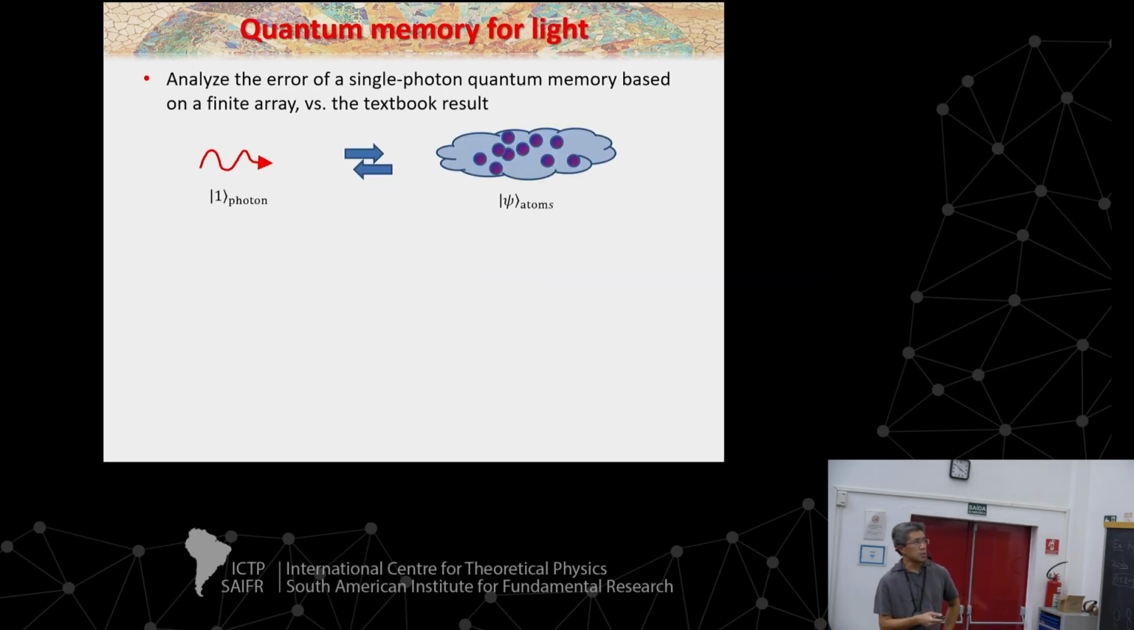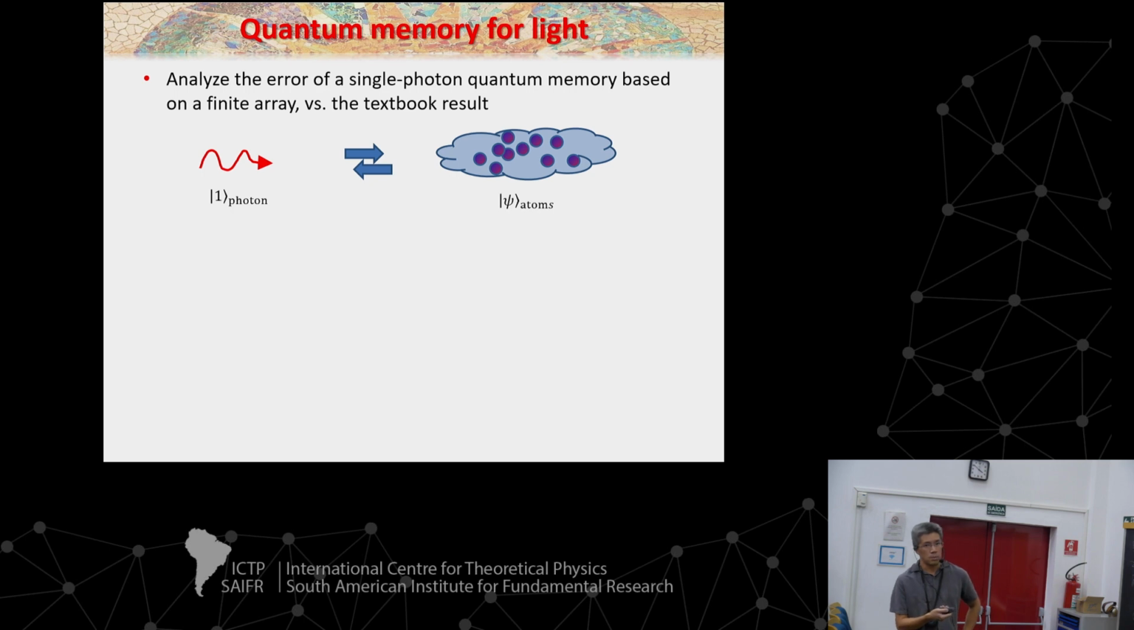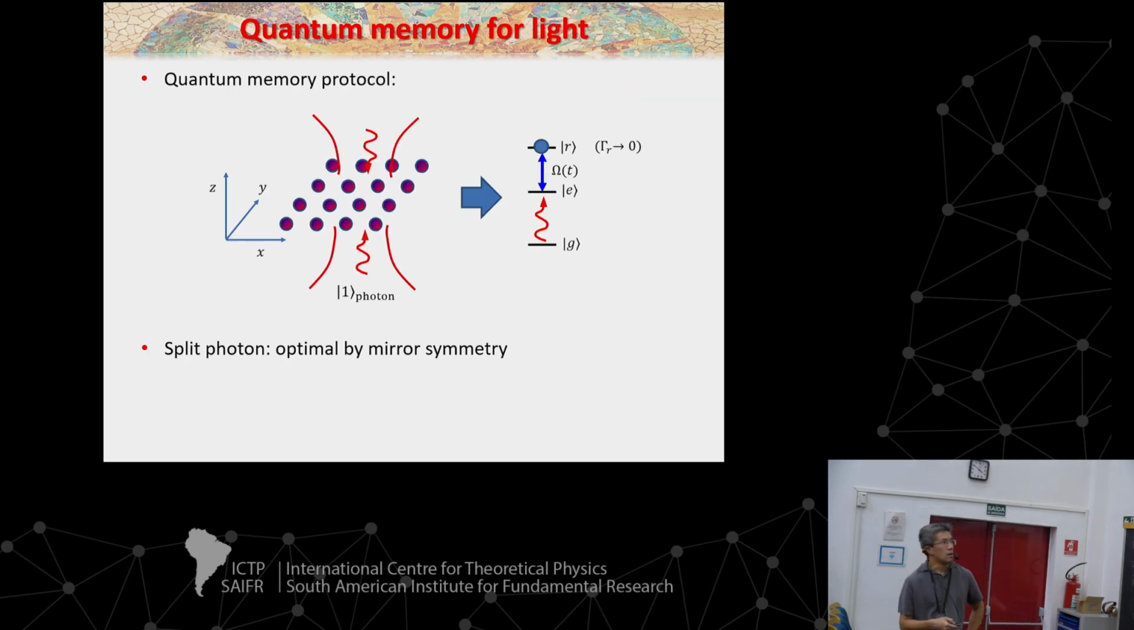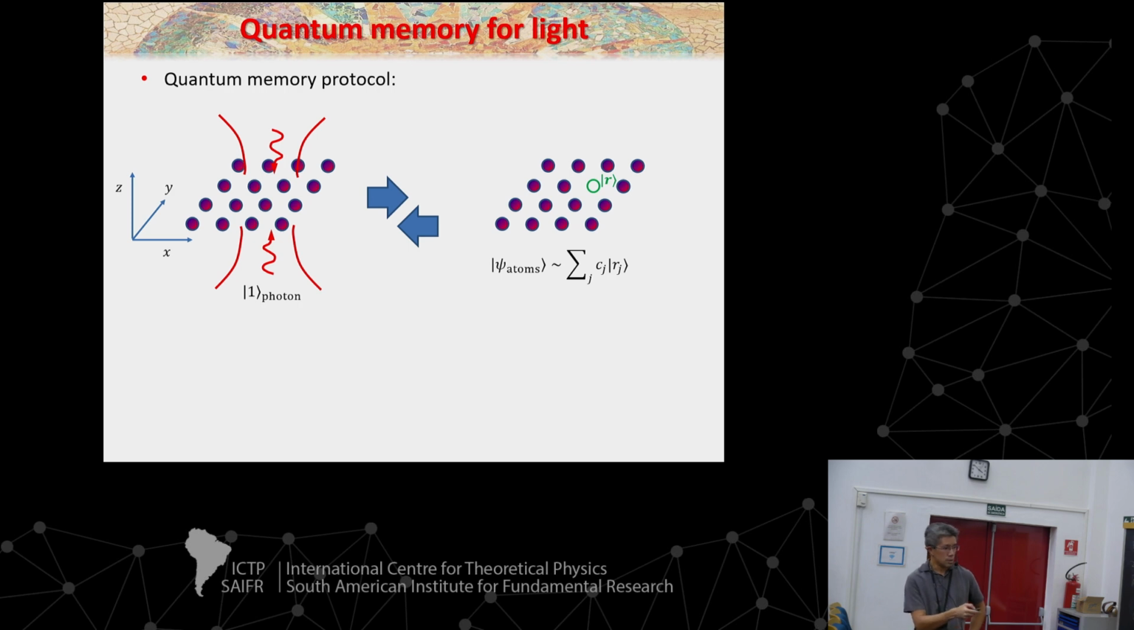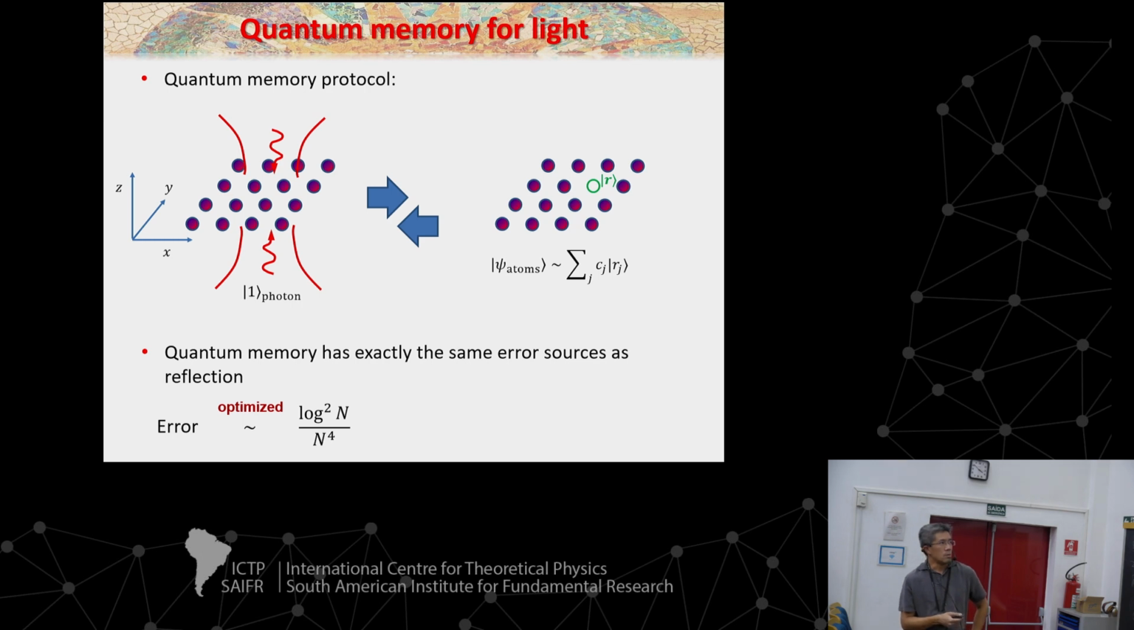Okay, so that's just reflection. And then playing the same game, you can now look at a quantum memory. So we can take light, shine it onto the array, do EIT, and try to take that photon and map it into a collective excitation. And then, not surprisingly, when you do the quantum memory for this 2D array, it has exactly the same error sources as reflection. So you can't make the beam waist too small nor too big.